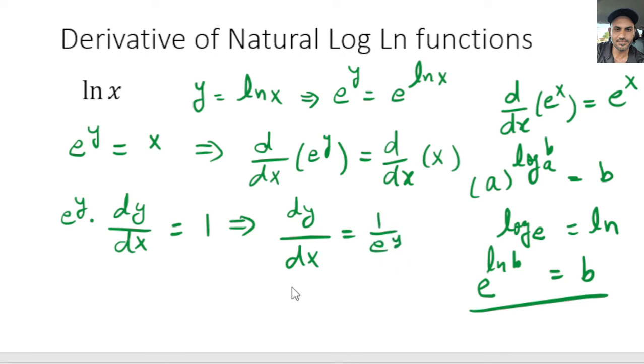Then we can make a substitution for e to the y into the equation. e to the y we already know is equal to x. So dy over dx equals 1 over x. This is our final answer.